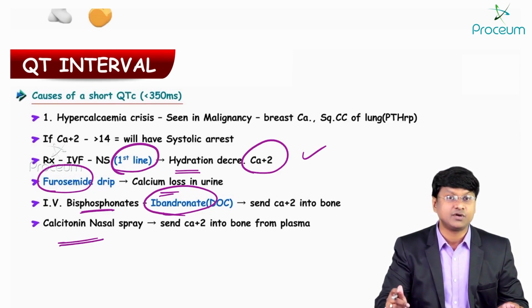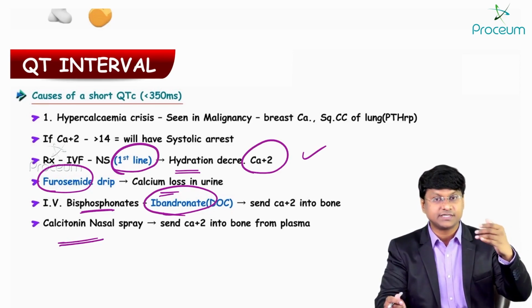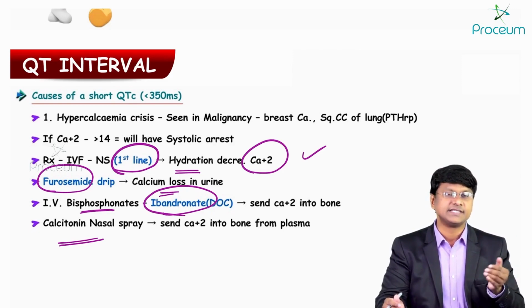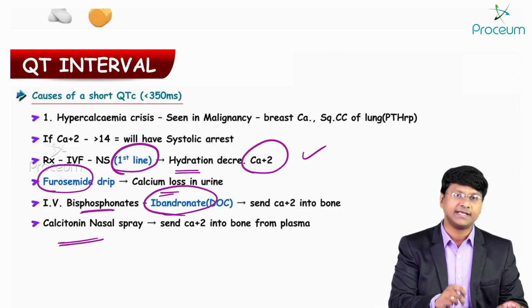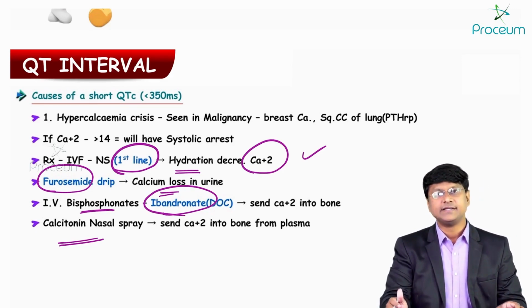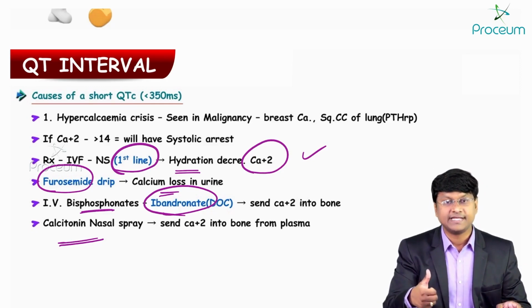And hypercalcemia will cause a short QT interval. See, until now, what we have discussed were the conditions which cause a long QT interval. Now, let me discuss the conditions which will cause a short QT interval, and one among that is hypercalcemia. Now, followed by that, we have many electrolyte abnormalities, right? So, hypocalcemia is there, as well as hypercalcemia.